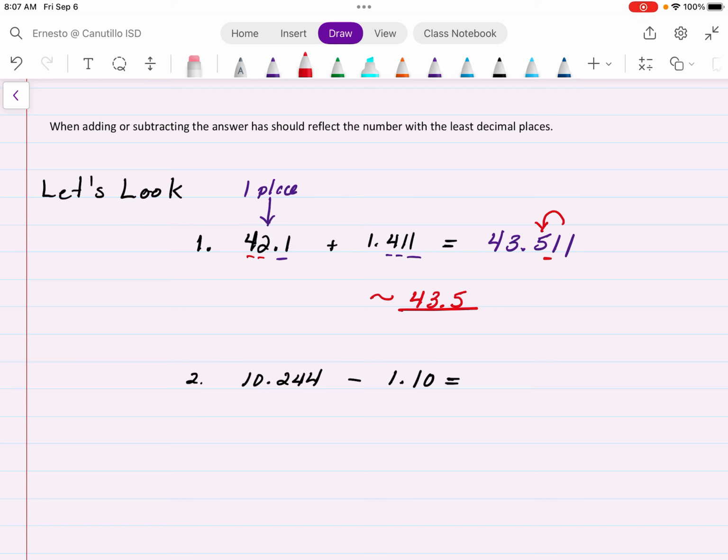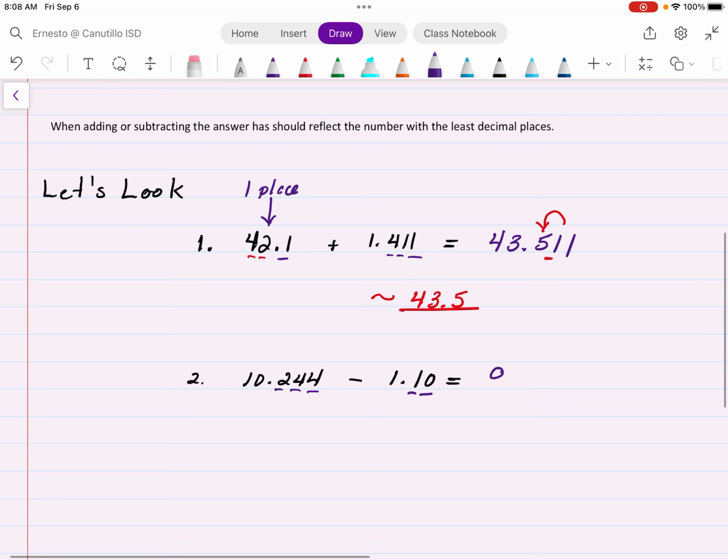Let's go ahead and take a look at another example, okay? Here, I can see that we have 3 decimal places, 1, 2, 3, and here I can see that we have 2 decimal places. So because the least precise one is only to 2 decimal places, then my answer should be to 2 decimal places. Now, when we put this into the calculator, again, I don't think you need one, but when you do, 9.144 is the answer. All right.